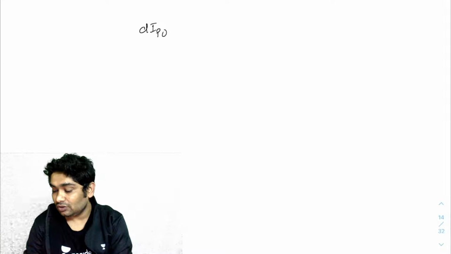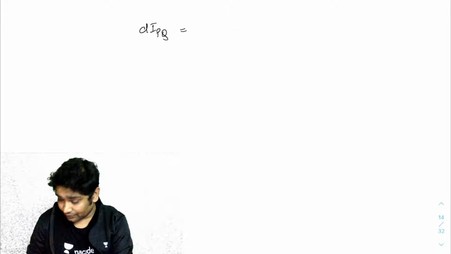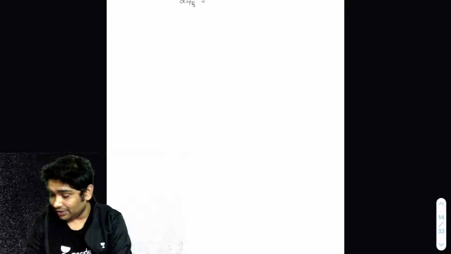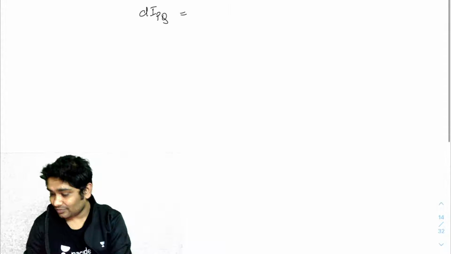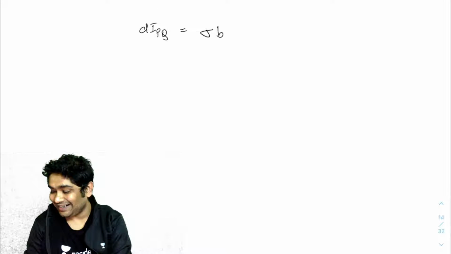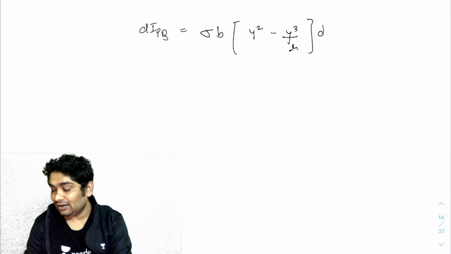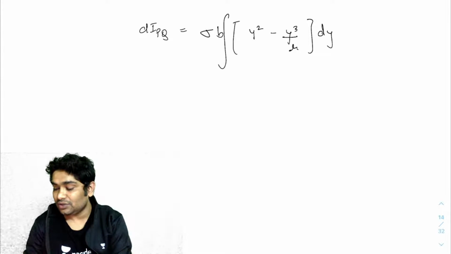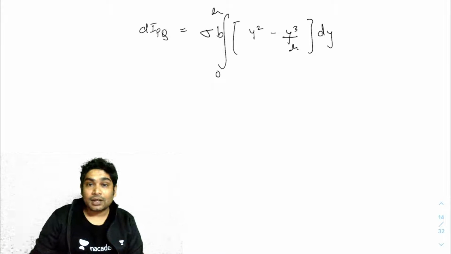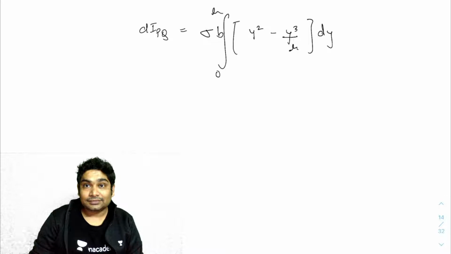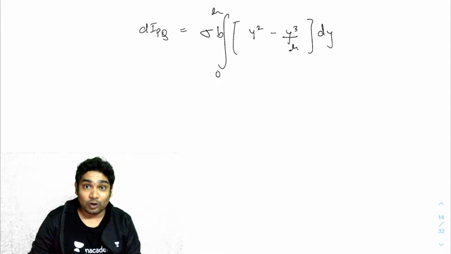Let's see what we are getting. So I was getting dI_PQ was, what was it? Rho times B, so rho times, I can write this as y square minus y cube over h, y, and integral of this from 0 to h. Correct? Again, you can let me know at any time if there is any step that you're not following.